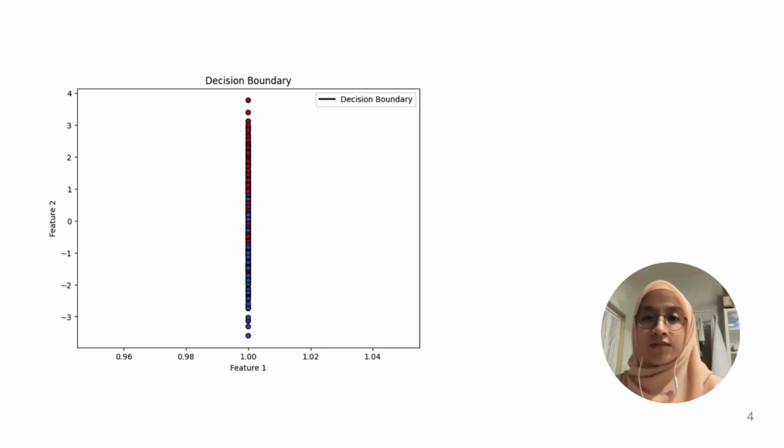Then I plotted the decision boundary of the trained logistic regression model to see how it separates classes. However, the decision boundary appears unexpectedly vertical, as you can see from the plot, and this suggests that the model might be relying only on one feature. This could indicate a feature scaling issue or dataset bias.